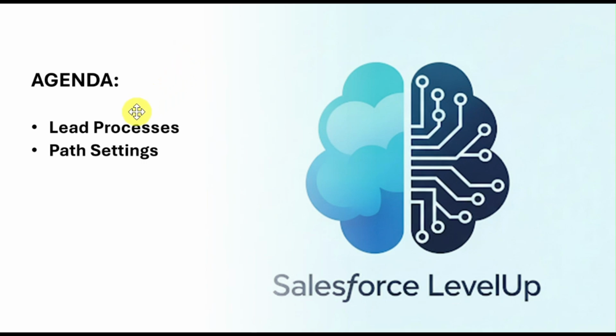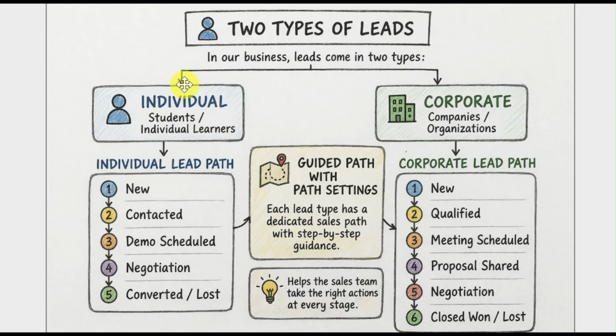In this video, we will be learning what are lead processes and path setting in Salesforce. So as usual, let's start with a scenario. Let's say you are owning a training institute where you sell Salesforce courses, for example, and you'll be getting two types of lead. One is individual students or learners and the other is corporate clients. And of course, these two leads will be having different paths in the lead nurturing and conversion journey, right? So this can be easily configured in Salesforce. Now let's see how to configure them.